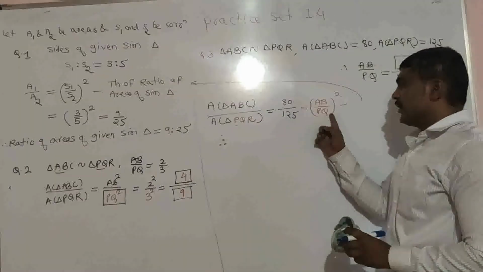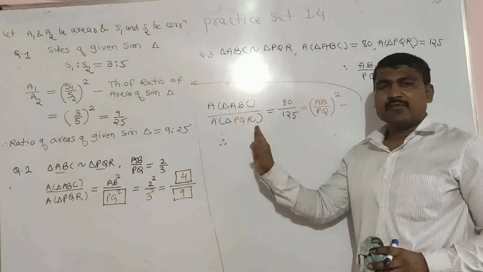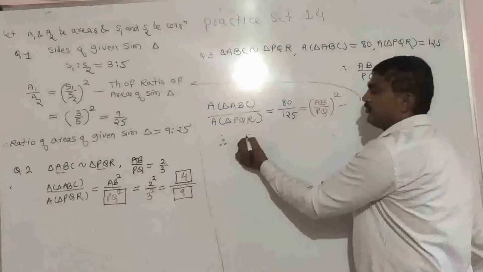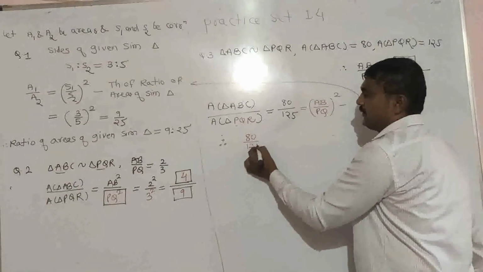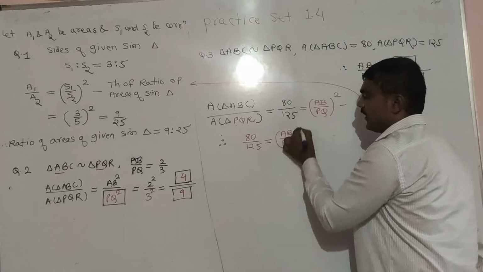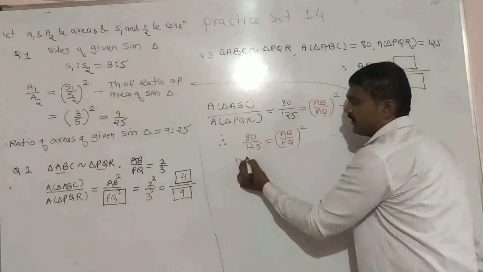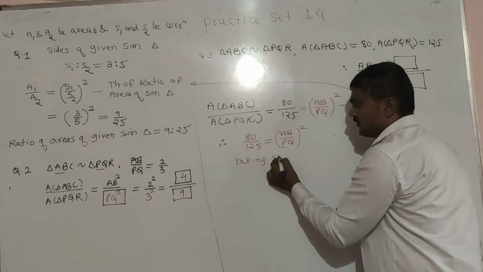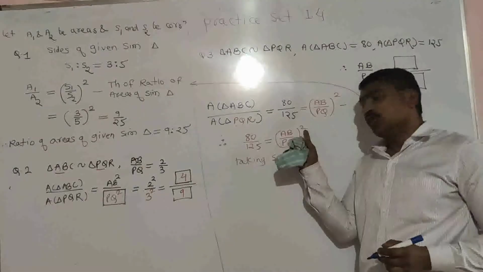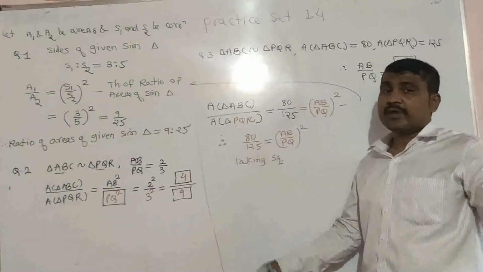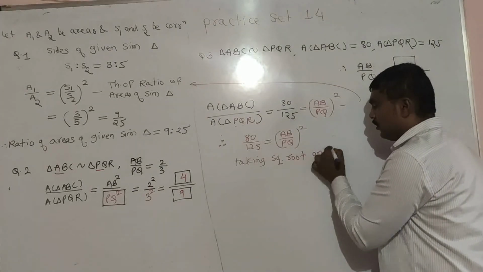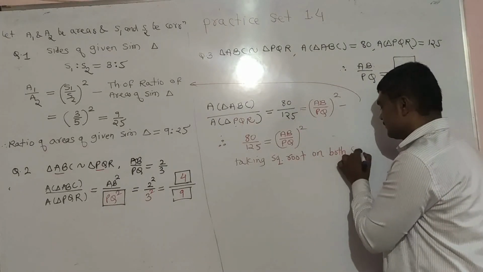We have to find this value, so in any equation we want only one equal to sign between the two terms. So I am continuing: 80 upon 125 equal to (AB upon PQ) whole bracket square. So what will you write? Taking square. We want the value of AB upon PQ. That means we have to remove this square. By taking square root, we can remove that square. So taking square root on both sides.